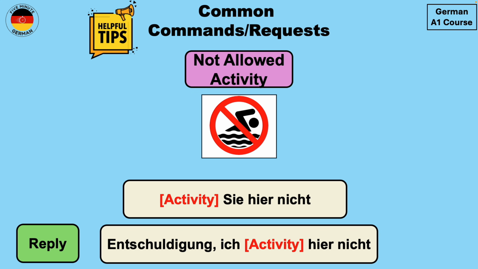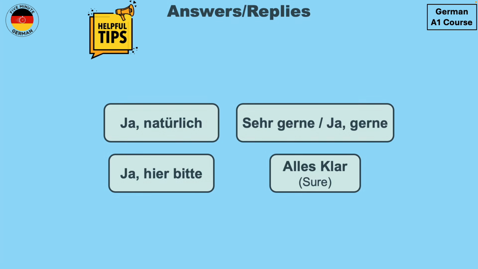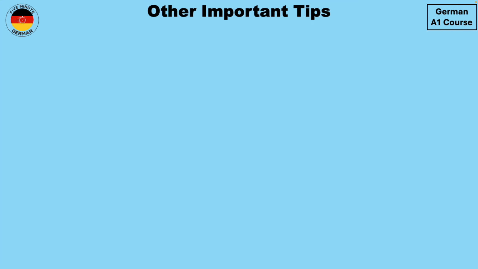And in most of the other cases, you can use the answers or replies which we saw earlier, which are Ja, natürlich, which means yes, sure, or sehr gerne, ja, gerne, or ja, hier bitte, if somebody asks you to give you something. Or you can also use alles klar, which means sure.